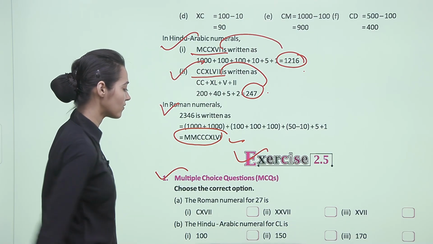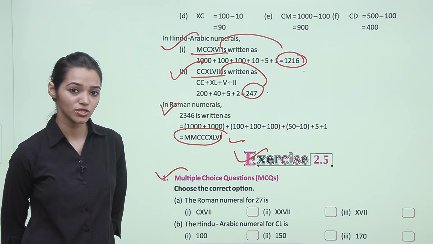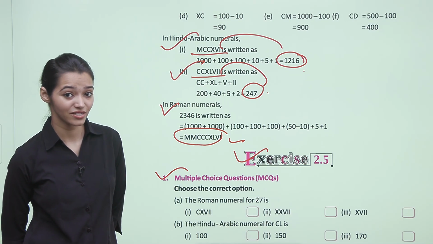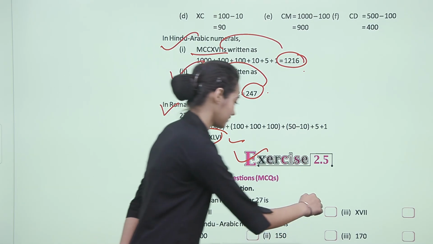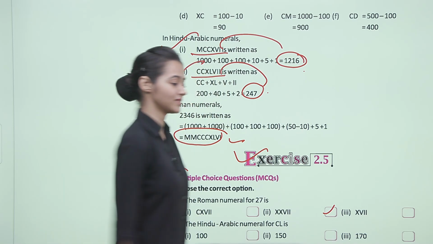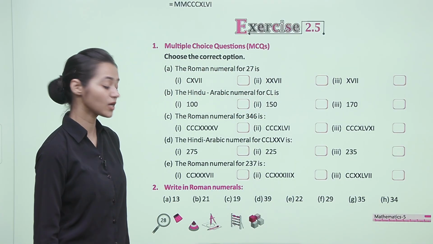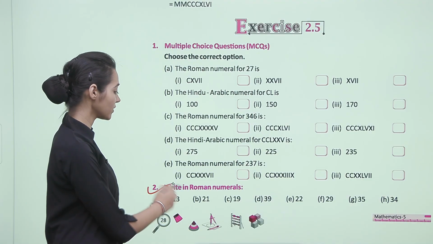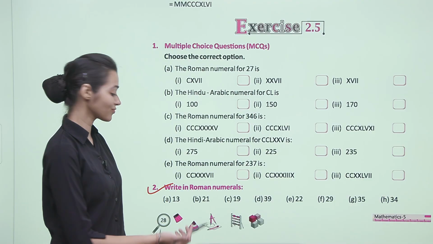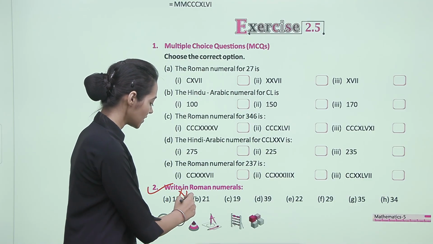In the first one we have to choose a correct option. The Roman numeral 427 is... second option is the correct answer. That's how we can complete the remaining part. Now in the next one we have to write the Roman numerals for 13, so that can be written as XIII.